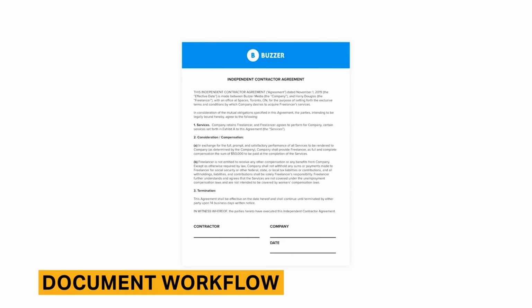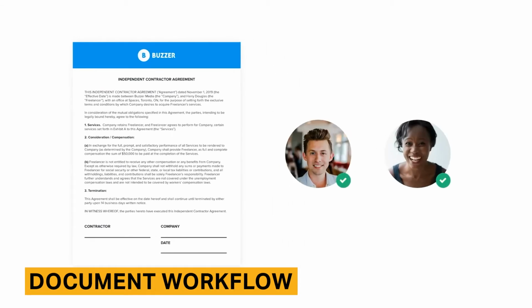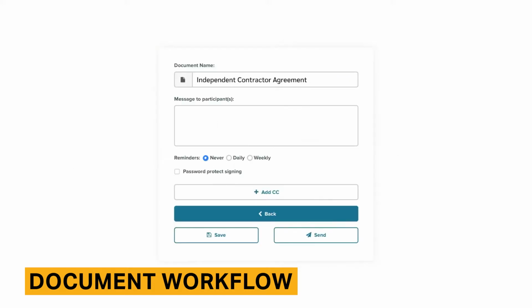Formstack Sign comes with a variety of e-signature software features. Once you upload your document, you can use the software to add several fields, such as signatures, initials, dates, text, checkboxes, radios, and full names. You can add each field by selecting it from the corresponding signer's drop-down menu.